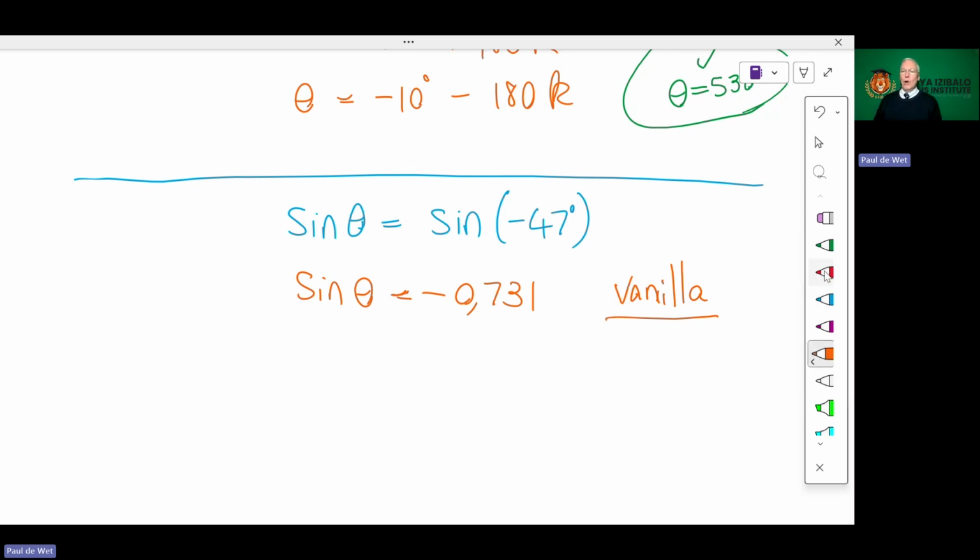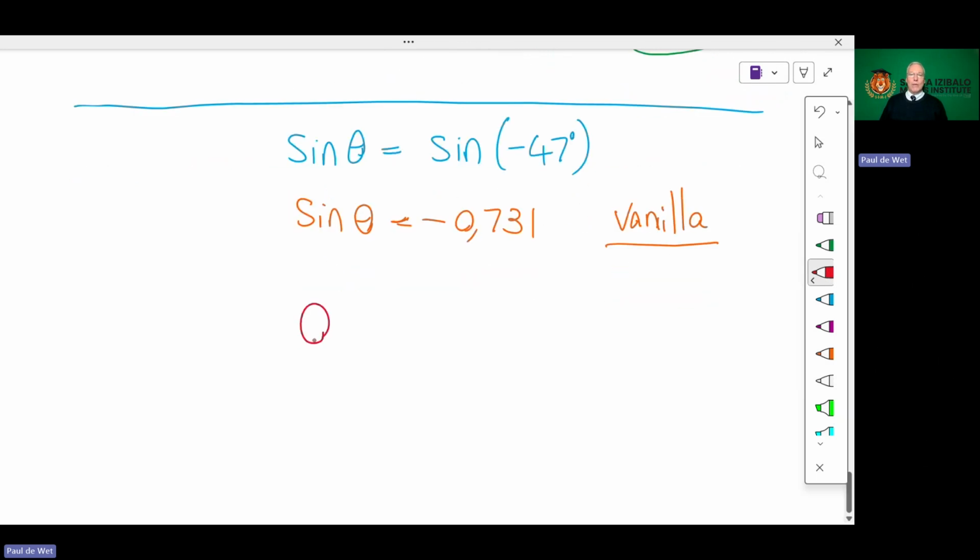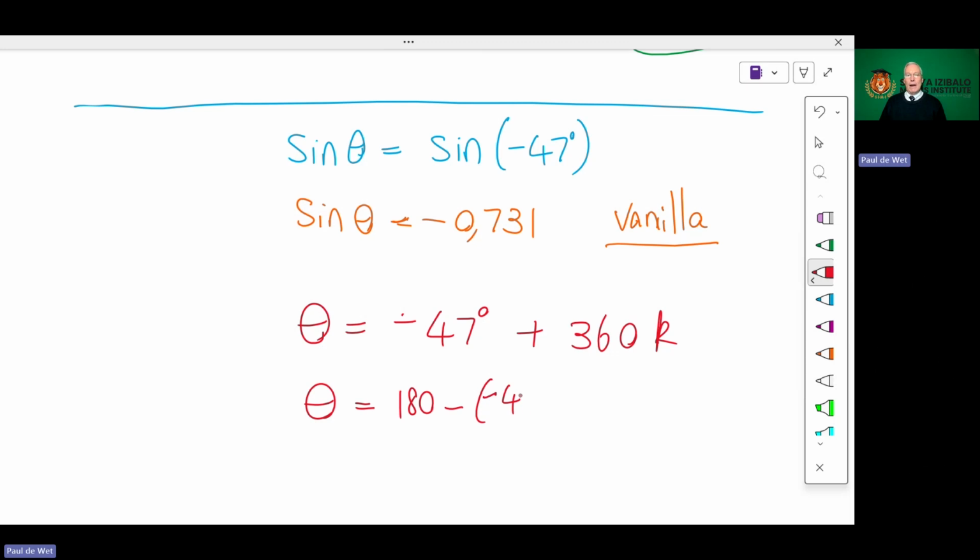The other option is knowing this idea that if you've got sine of something equals sine of something else, either the one thing is equal to that angle plus 360k, or the other option is for the one angle to be 180 minus that angle. So minus 47. And there's your general solution. So this one is theta is negative 47 plus 360k.